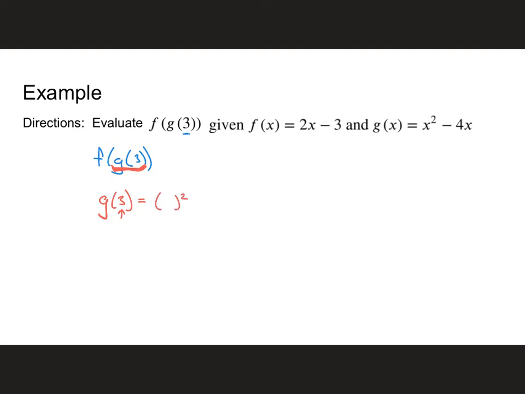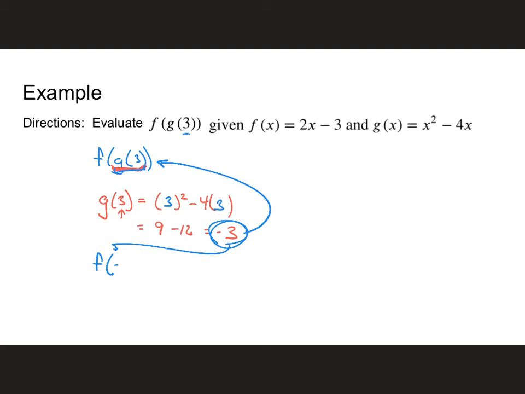So that means we have 3 squared minus 4 times 3. And then I just simplify things. So 3 squared is 9 minus 12 gives me negative 3. All right, that's g of 3. So we know that g of 3 is equal to negative 3. So what does that mean? That means now we're going to replace the g of 3 with this negative 3, which means we're going to evaluate f of negative 3 now.